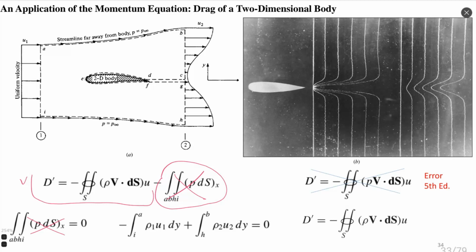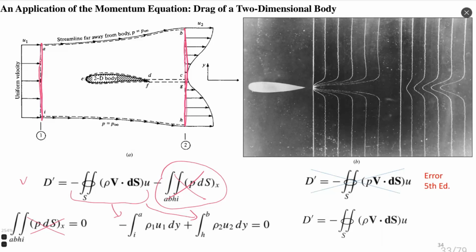The integral can be opened. The integral is split in two integrals. This integral here is split in two parts. The initial part, AI, which is the integral from I to A of density 1, velocity 1, dy, and the final part, which is right here, is the integral from H to B of density 2, velocity 2, dy.